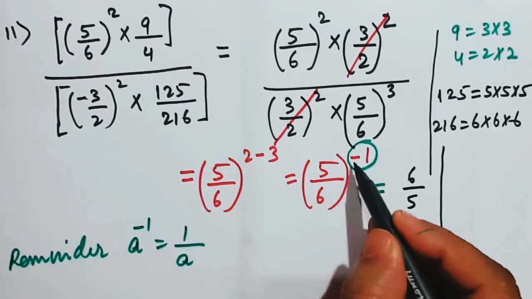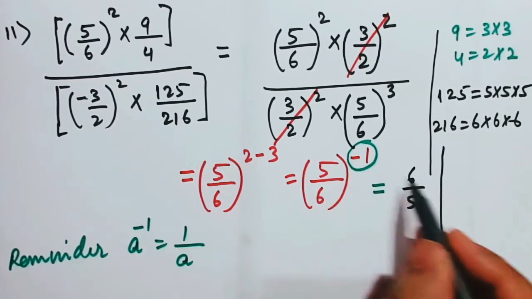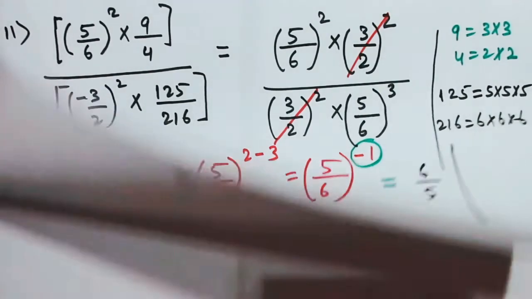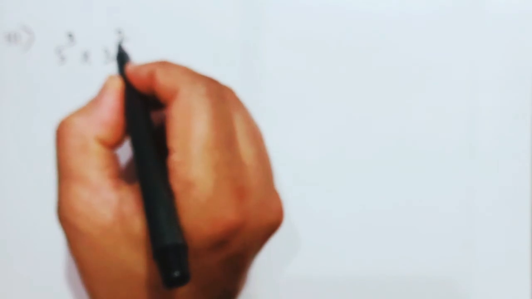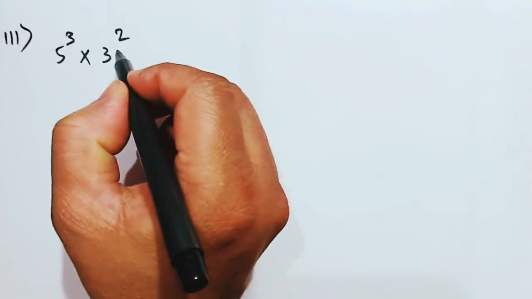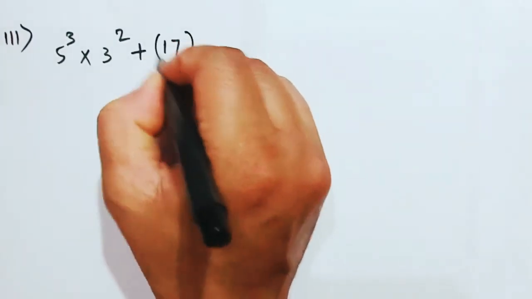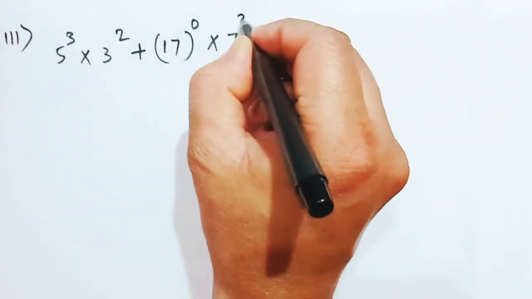So 5 to the power minus 1 became 1 by 5, and 1 by 6 to the power minus 1 became 6. So please do not forget this formula, okay? Without wasting any time, let's start the other one. Number 3: 5 cube into 3 square plus 17 to the power 0 into 7 to the power 3.